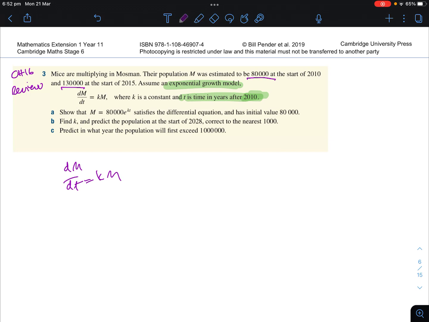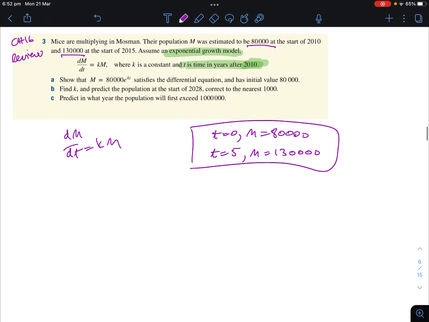I.e. when t equals 0, M is 80,000. We're translating the information from the question. And when t equals 5, the start of 2015 is 5 years after the start of 2010, M equals 130,000. Those are two snapshots you've been given.